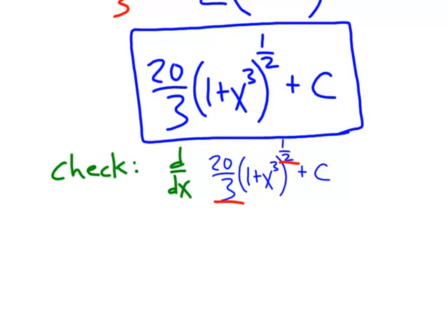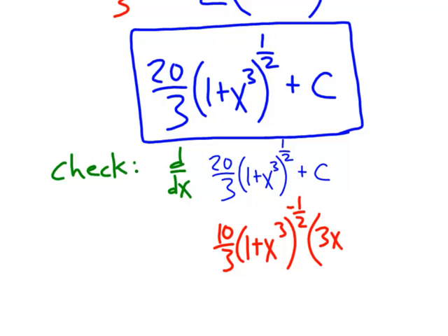1/2 times 20/3, that's going to give us 10/3 times 1 plus x cubed. Now that 1/2 gets reduced by 1, so it falls to negative 1/2 times the derivative of the inside, 3x squared. The derivative of the constant is 0. This 3 on the bottom and this 3 on the top cancel each other out, and I've got 10x squared.